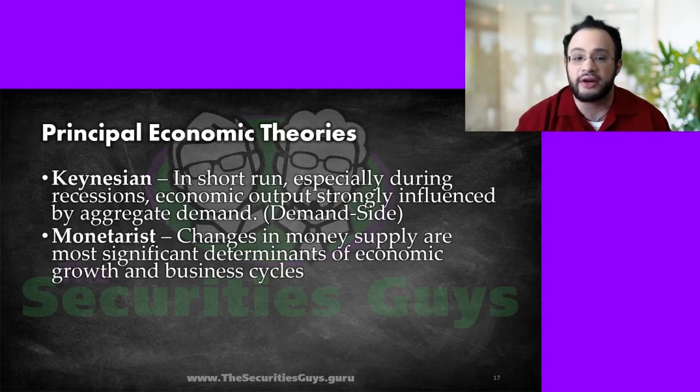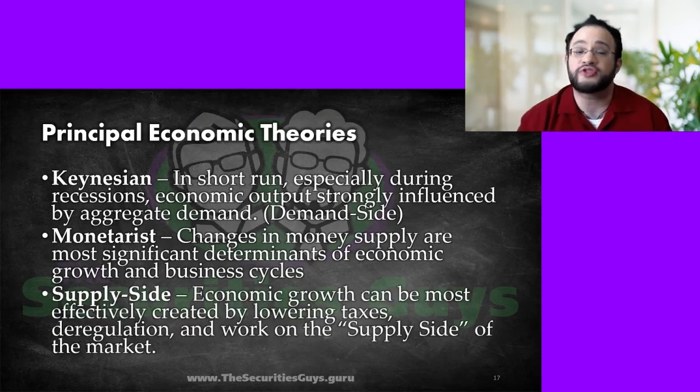We have the monetarist theory. That's where changes in the money supply, the Federal Reserve Board system, are the most significant determinants of economic growth and the business cycle. We also have supply side economics to coincide with demand side. Economic growth can be most effectively created by lowering taxes, deregulation, and work on the supply side of the market.